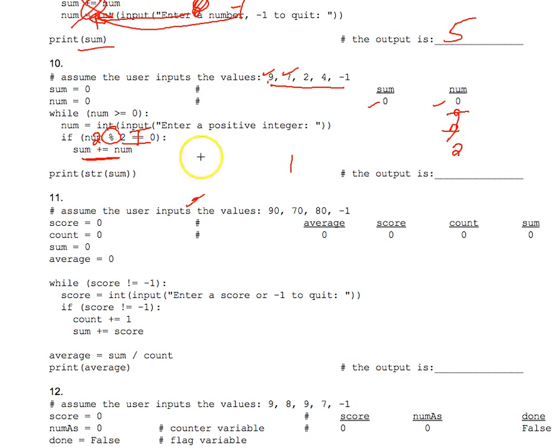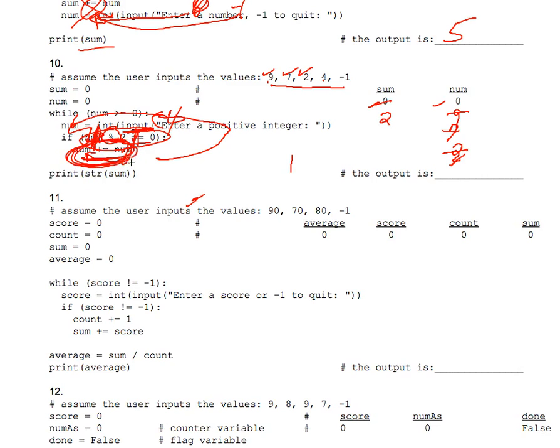Num, which is currently 2, is added into sum. So 0 plus 2 is 2. We go back up to the top of the while loop. The next number that gets inputted by the user is a 4. So a 4 gets plugged in for num. This if statement evaluates, and because the remainder of 4 divided by 2 is 0, it's evenly divisible. In other words, 4 is an even number. This if statement is true, and therefore we do execute this line of code.